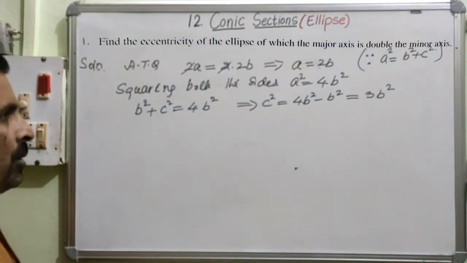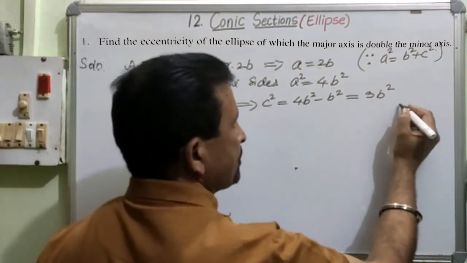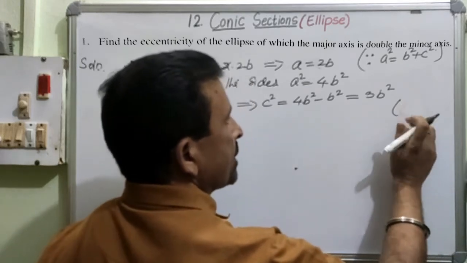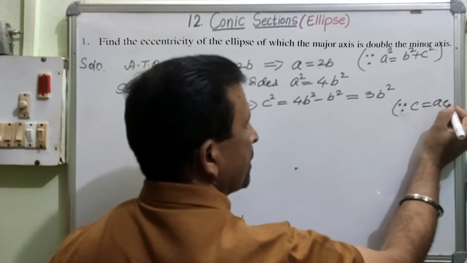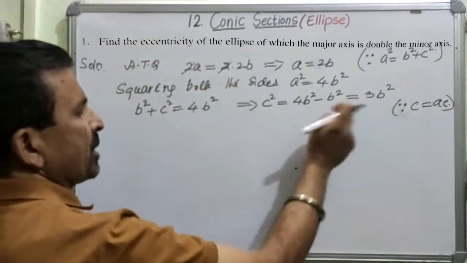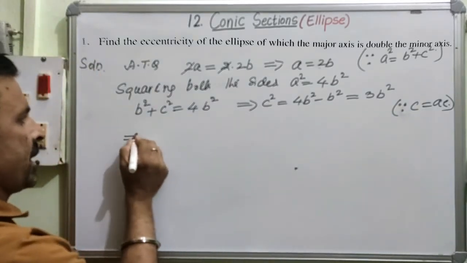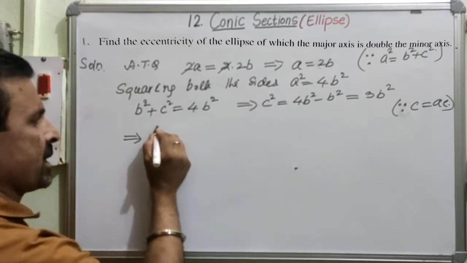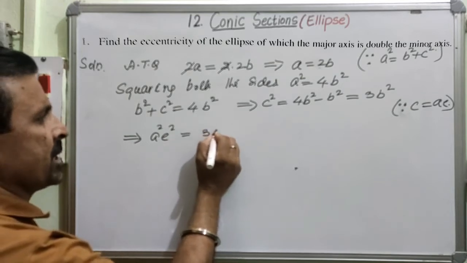Right? Now what we can do is, because we know that c is equal to ae, in this c square is equal to 3b square, I'm going to replace this c by ae. So we can write this as ae whole square. That means we will square both. a square e square is equal to 3b square.